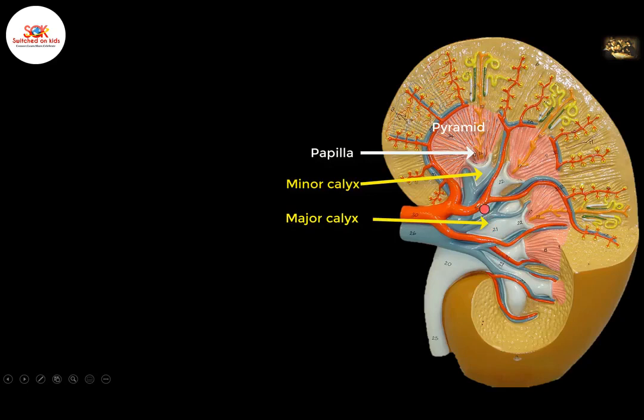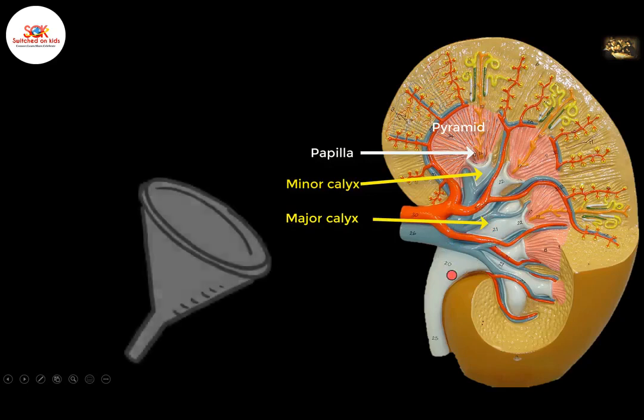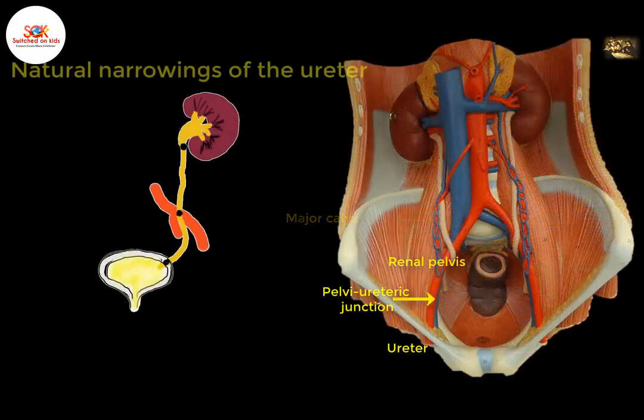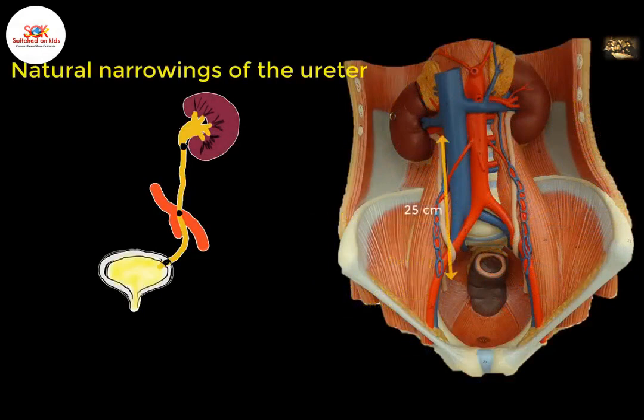Two or three major calyces form a funnel-shaped structure which is called the renal pelvis, or the pelvis of the ureter, and this narrows down to form the ureter. The junction here is called the pelvi-ureteric junction. Look at the ureter here. It's about 25 centimeters in length.